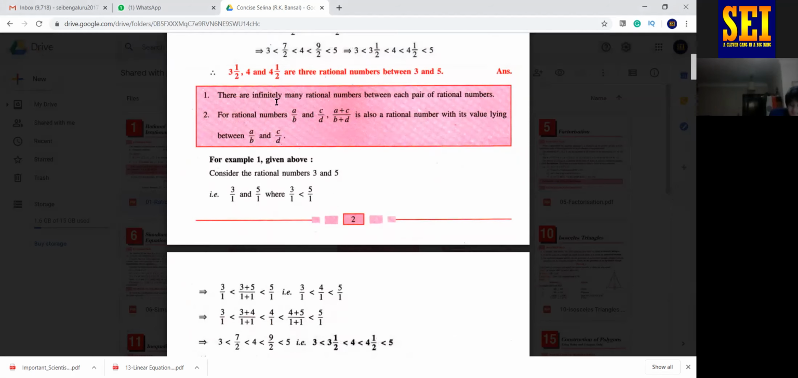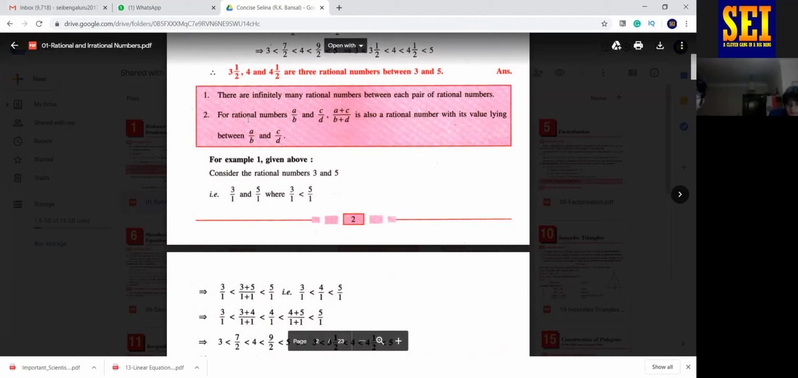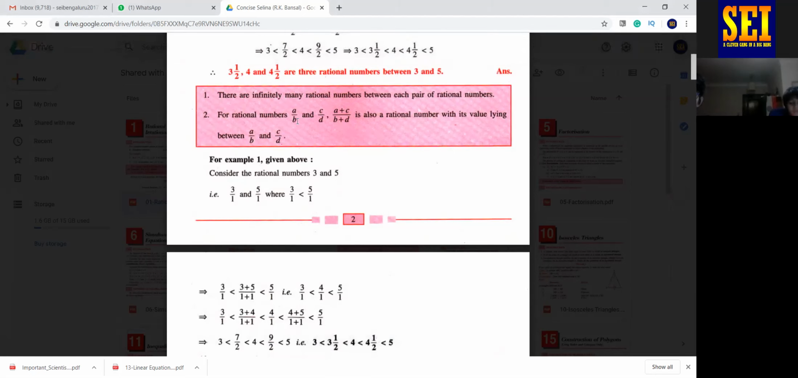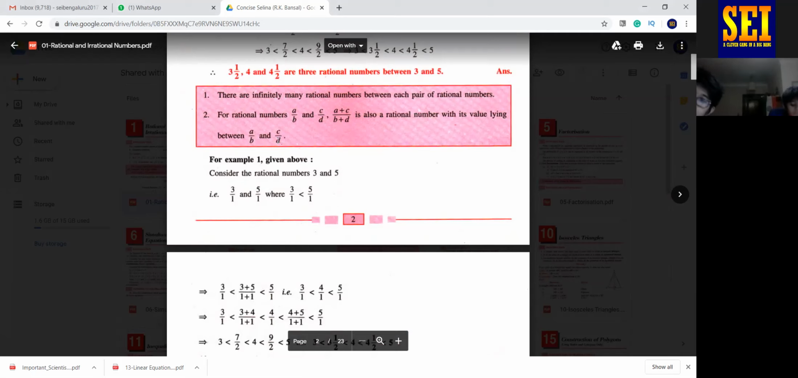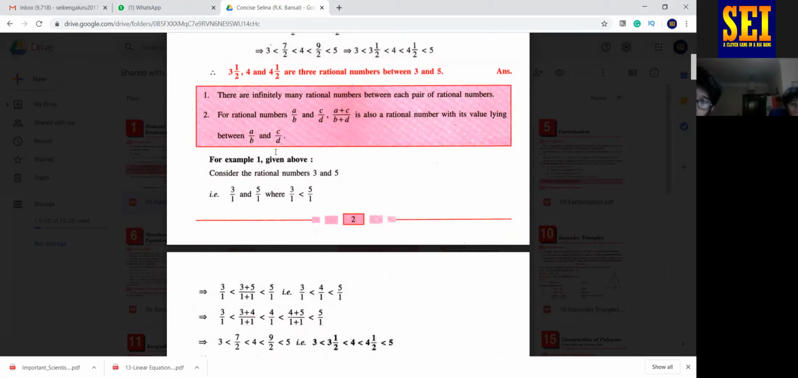There are infinitely many rational numbers between each pair of rational numbers. For example, for rational numbers a by b and c by d, a plus c by b plus d is also a rational number whose value lies between a by b and c by d. As an example, consider the rational numbers between 3 and 5.